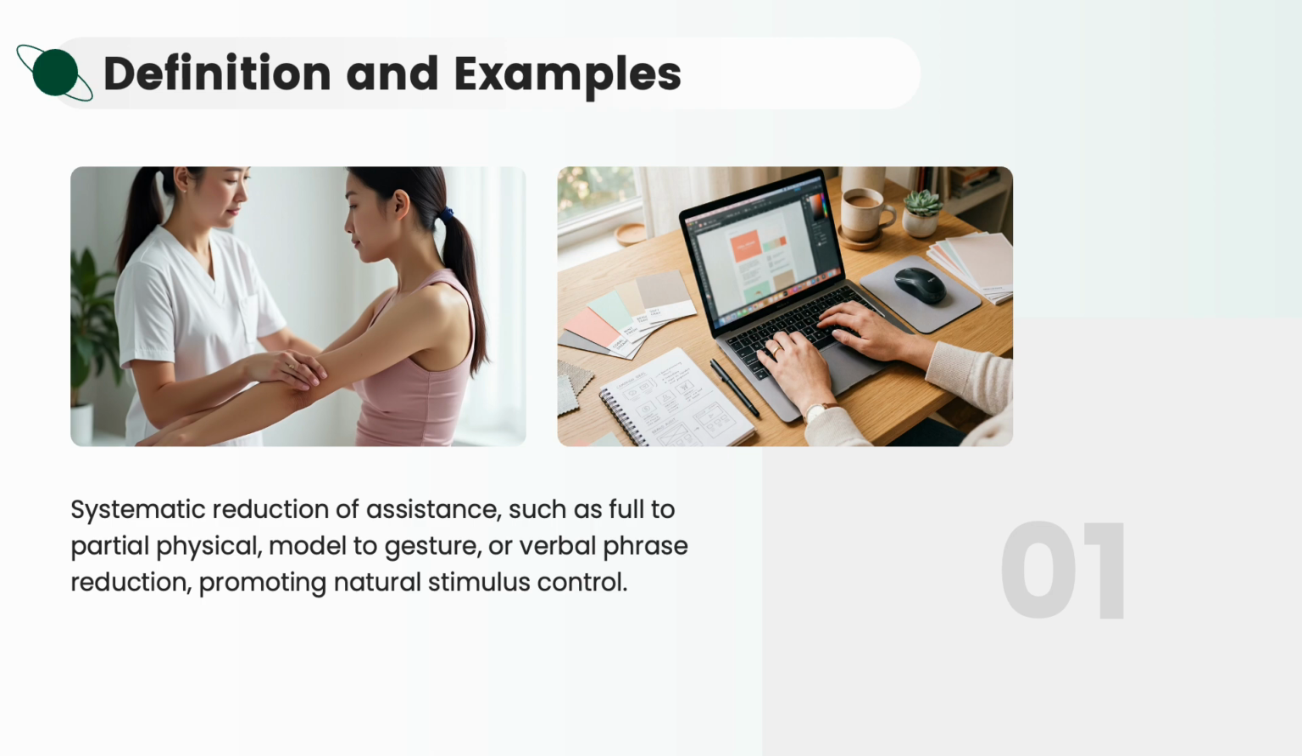To summarize, prompt fading is about systematically reducing supports so that learners can respond independently. We can fade physical prompts, verbal prompts, model prompts, stimulus prompts, and timing of prompts. And throughout all of this, the goal is independence and natural responding. As you go back into your sessions, I want you to ask yourself, am I helping because it's needed or because it's habit? That awareness is what turns good prompting into great teaching.